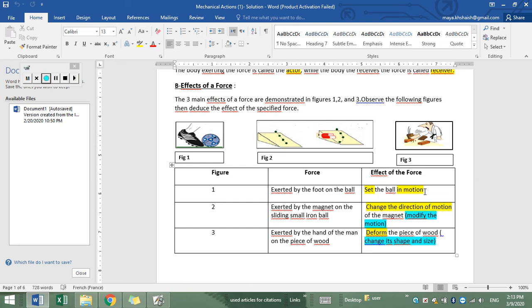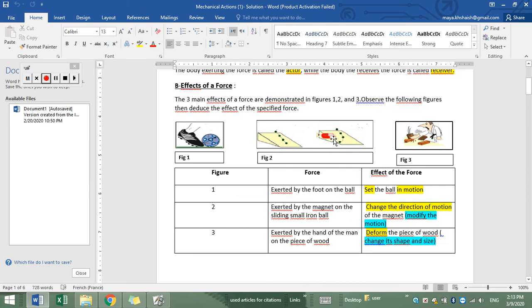Moving to the second figure, the force exerted by the magnet on the sliding small iron ball. Initially we have an iron ball here sliding on the inclined plane, sliding down, with different positions for it. Without the presence of the magnet, the ball remains sliding on a straight line, right? If we approach a magnet near it, we can see that instead of moving downwards along the inclined plane, the ball deviates towards the magnet.